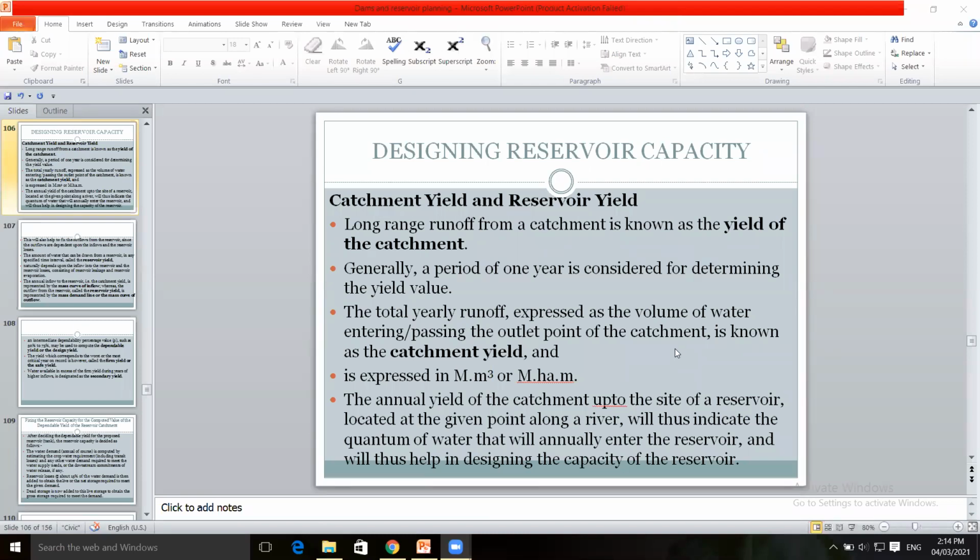It is expressed in the units meter cube or hectare meter, or million meter cube or million hectare meter. The annual yield of the catchment up to the site of the reservoir is located at a given point along the river. Throughout the year the yield of the catchment is observed at a particular point along the river, and it is recorded.